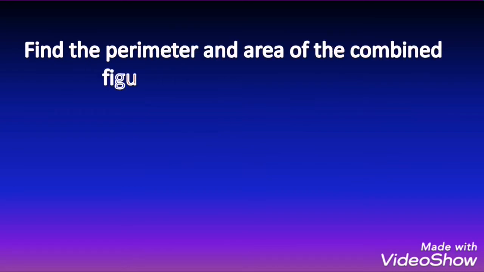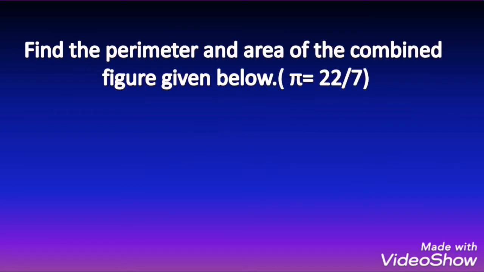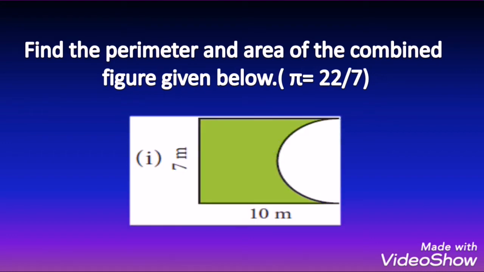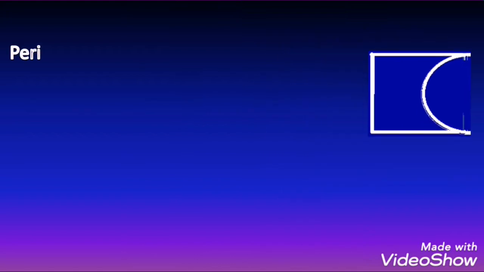The given sum is: find the perimeter and area of the combined figure given below. Pi is equal to 22/7. This is the given combined figure and we have to find the perimeter and area of this combined figure. We have to find the perimeter of this first.